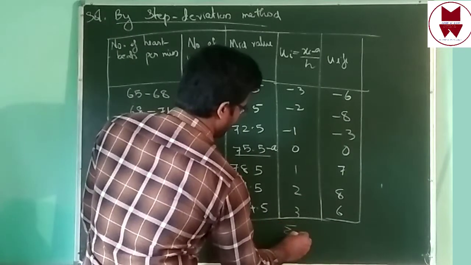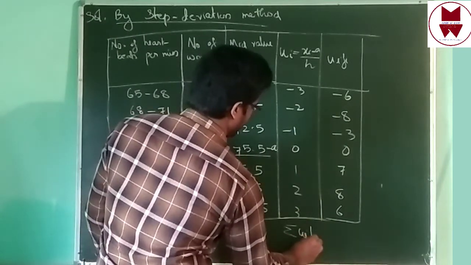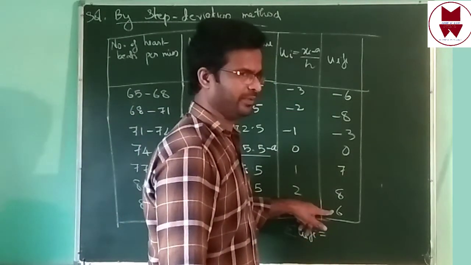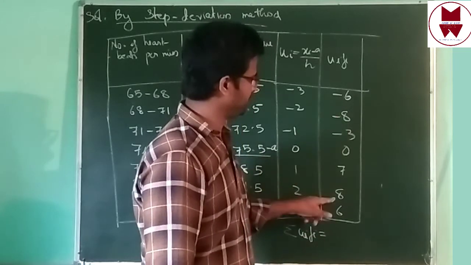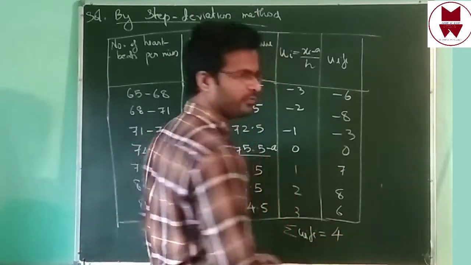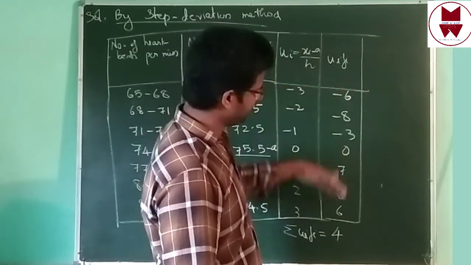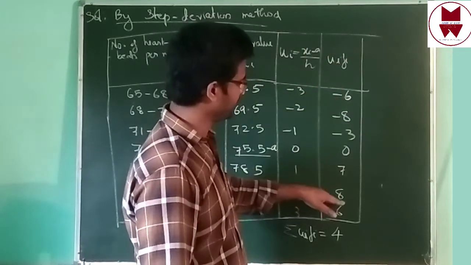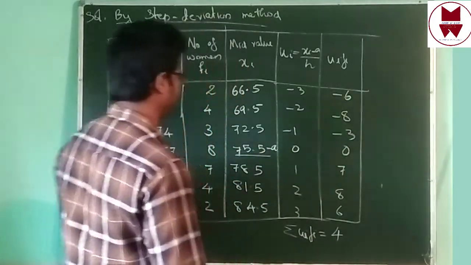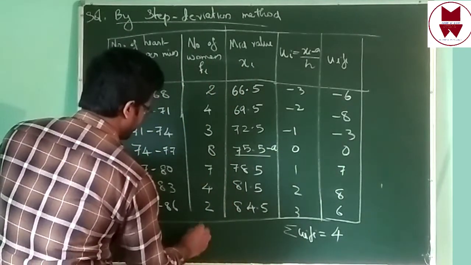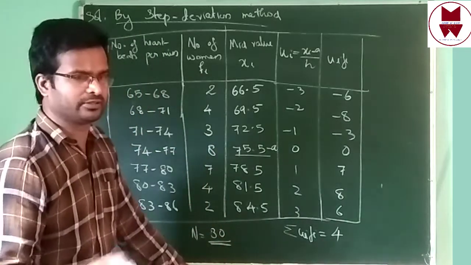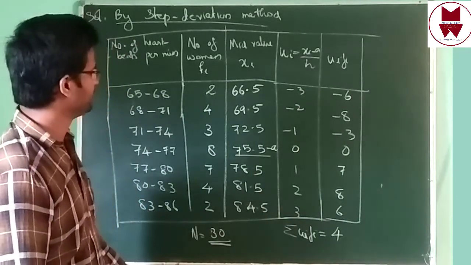Then sum of ui fi equal to, look, minus 6 plus 6, that will be cancelled, isn't it? That will be 0. Minus 8 plus 8, that will be cancelled. Then remaining which one? 7 and minus 3. 7 minus 3 is 4. Then n equal to, you can add this one, you will get 30 because in the question they already told 30 women, isn't it? That means 30.